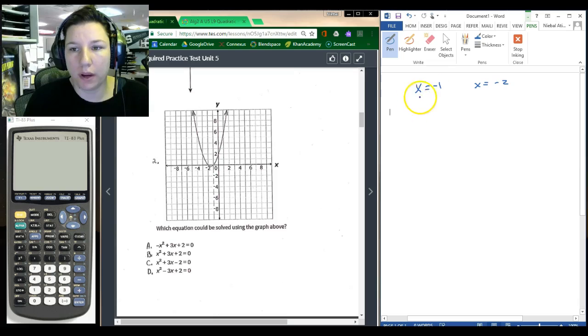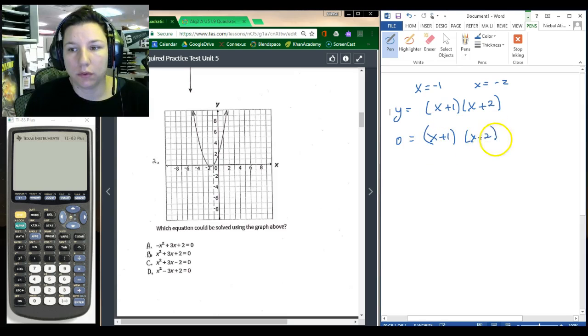Okay, and then if we want to build the equation from those 2 points, those come from x plus 1 and x plus 2, because if I remember, the x-intercepts are when y equals 0. So if we say 0 equals x plus 1, then x equals -1. Right? That's what x would have to be to make this equal to 0, and x would be equal to -2 to make this equal to 0. You'll get more practice with that in Unit 6.